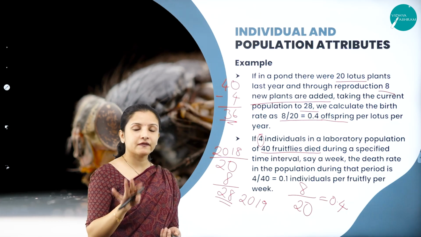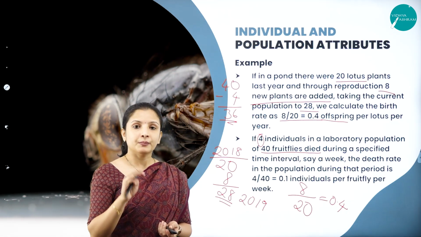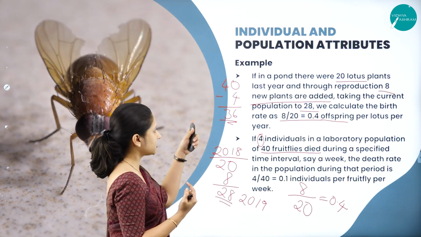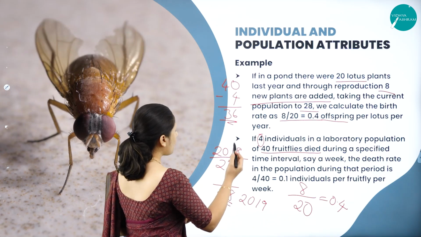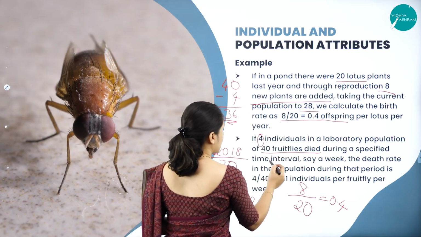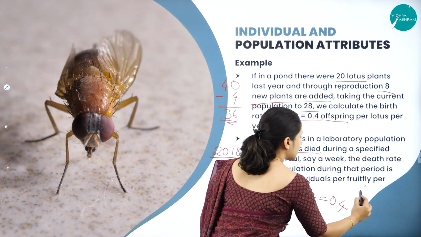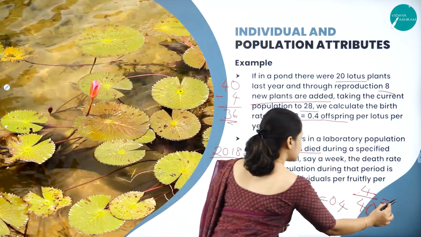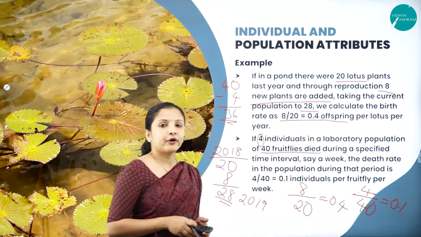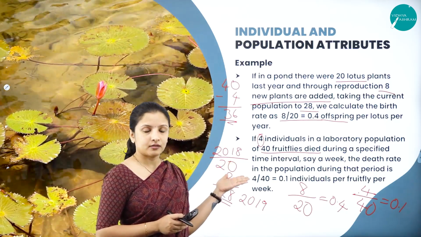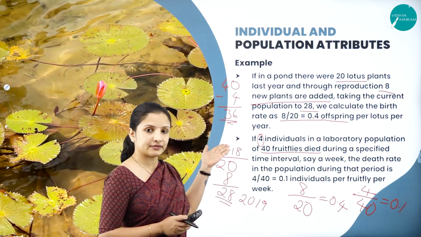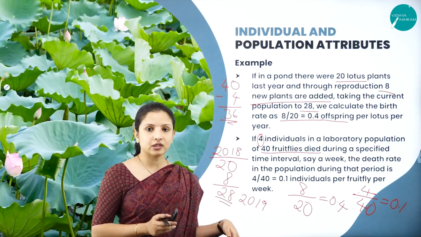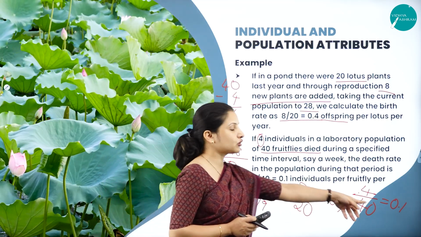So how many individuals of fruit flies are there? 36. But here we are talking about the death rate, wherein we are looking into the population. So if it is the population, it will be 4 by 40. I'll just write it here. It will be 4 by 40, which will be equal to 0.1. So 0.1 is the death rate of the population. How many individuals are present? It is 36 individuals. 4 deaths have occurred, therefore the total population will be 36. But the death rate is 0.1.